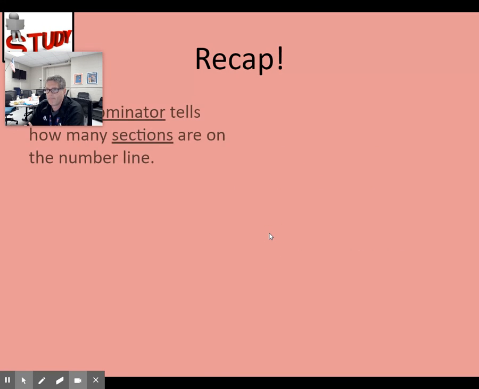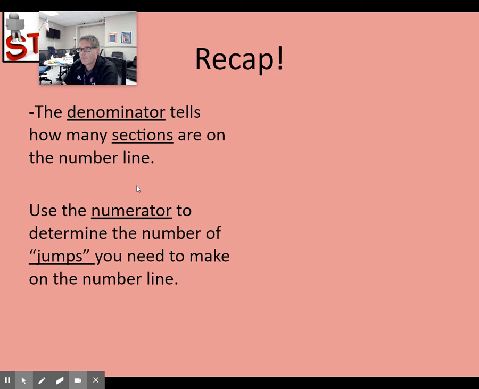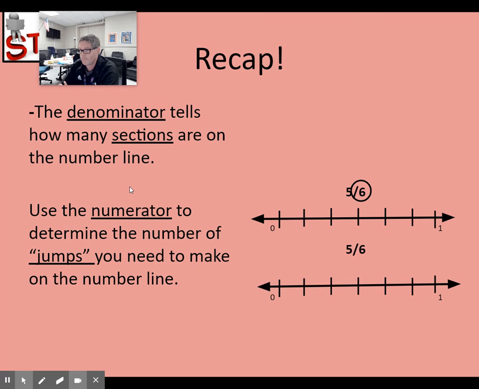So, recap. The denominator tells us how many sections there are on the number line. The numerator helps us determine the number of jumps you need to make to get to that spot on the number line. So, if we have 5/6, the denominator tells us that we have to break it into 6 sections. The numerator tells us that we need to go 5 jumps. 1, 2, 3, 4, 5.